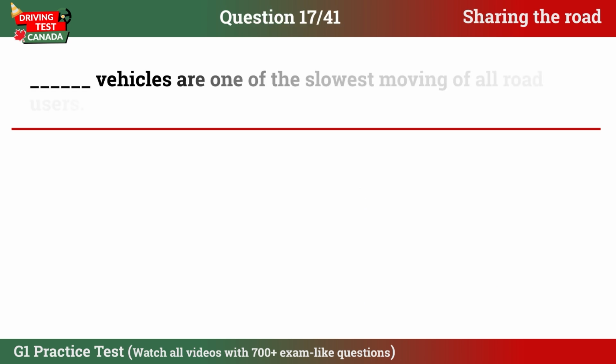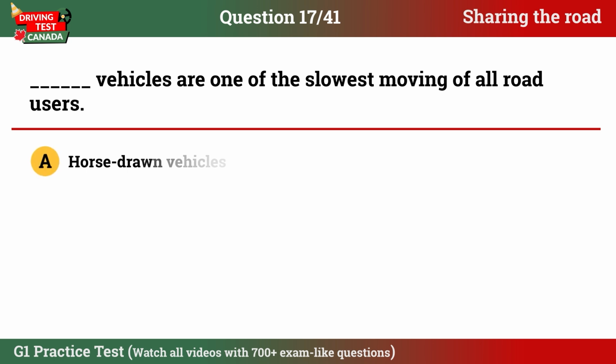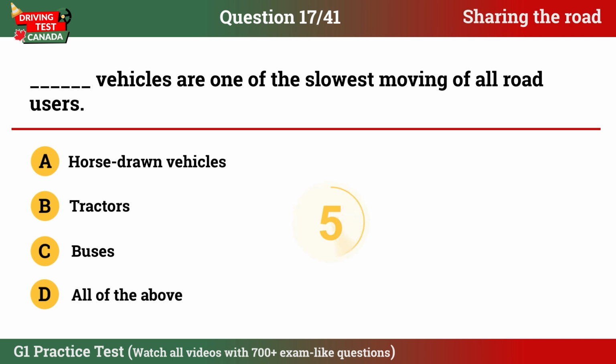Question 17. Blank vehicles are one of the slowest moving of all road users. A. Horse-drawn vehicles. B. Tractors. C. Buses. D. All of the above.